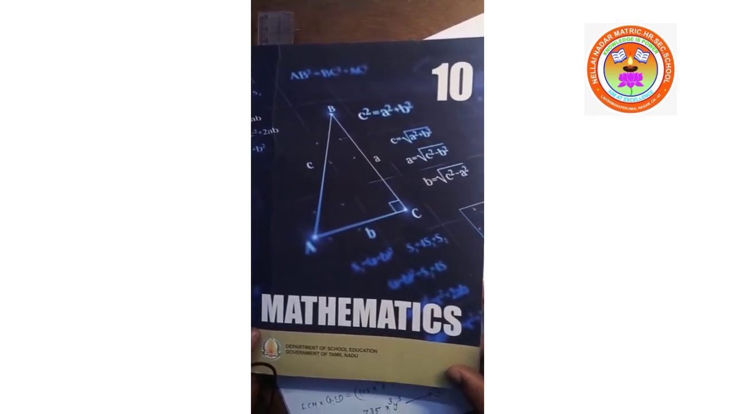Now question number 1 subdivision number 2. Find the LCM and GCD from the given two polynomials and verify that f of x into g of x equals LCM into GCD.